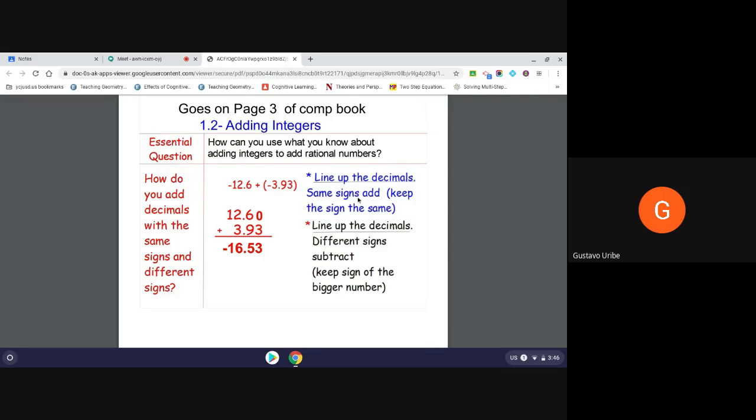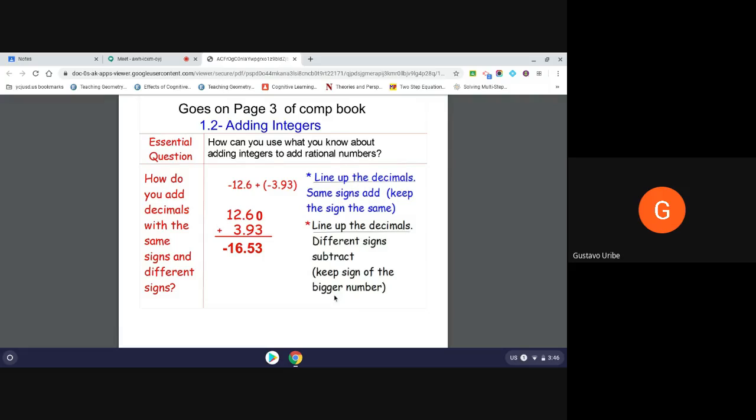And one of your main rules that we are going to learn this year when you're adding integers is if the integers have the same signs, meaning they're both positive numbers or they're both negative numbers, well, your same signs you're going to add. And you're going to keep the sign the same. If your integers have different signs, well, then you subtract. And when you subtract, you keep the sign of the bigger number.